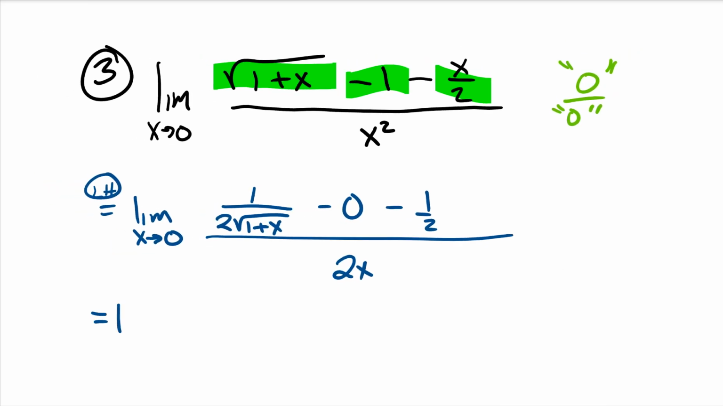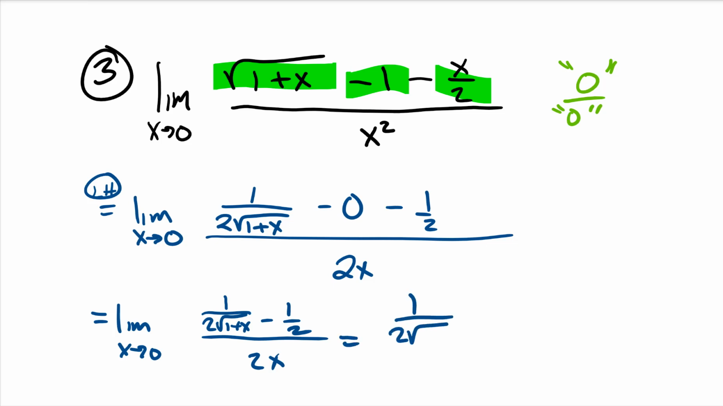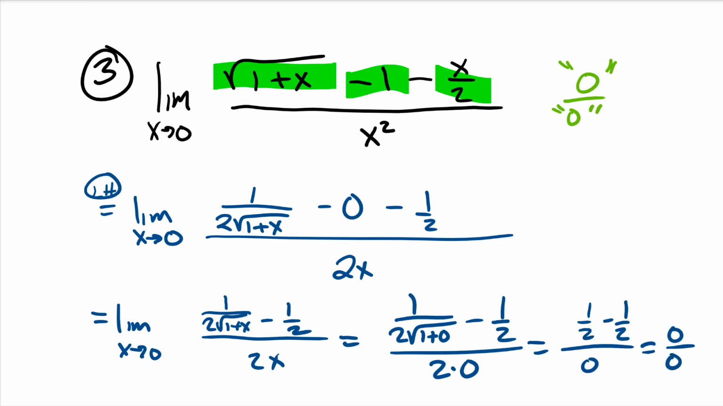All right, well, let's clean it up a little bit. Let's see what we got. The limit as x tends towards 0, of 1 over 2 times the square root of 1 plus x, minus 1 half, all over 2x. Cool. Well, let's just go evaluate this thing. So we plug it in: 1 over 2 times 1 plus nothing, minus 1 half, all over 2 times 0. So we got 1 half minus 1 half all over 0. So we got 0 over, wait a second. We get 0 over 0 again.